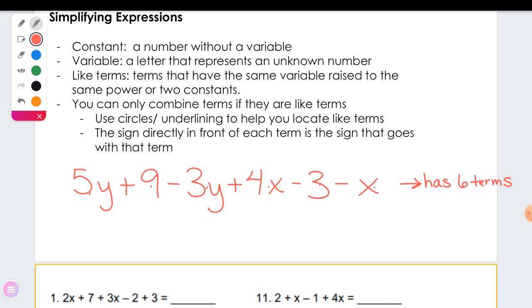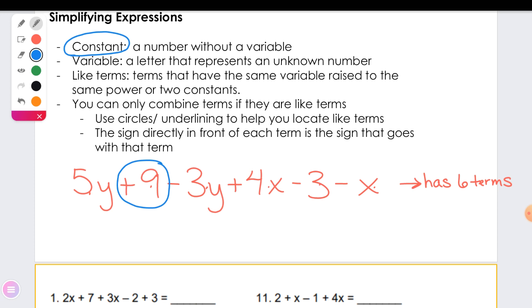So now we're going to go through some of the bullet points at the top. The first one is a vocab word, a constant. A constant is a number without a variable. So just a regular old number. Looking at that expression, who sees one constant? Sophie, what's one of the constants? 9. And when I circle 9, I'm going to circle it with the sign in front of it. That sign in front of it kind of stays with it. So I want you guys to circle that right there. And I'm going to circle the word constant so that we know we're circling constants.